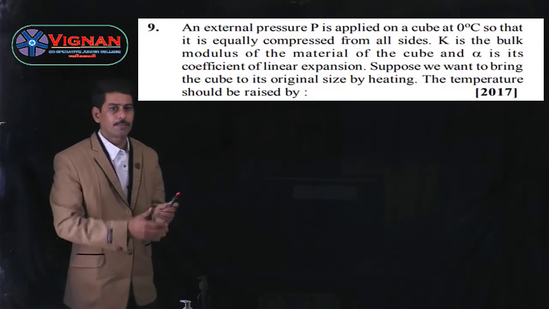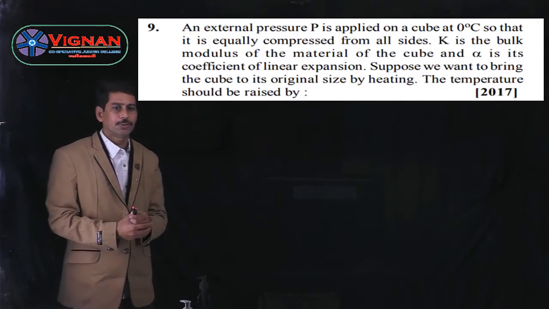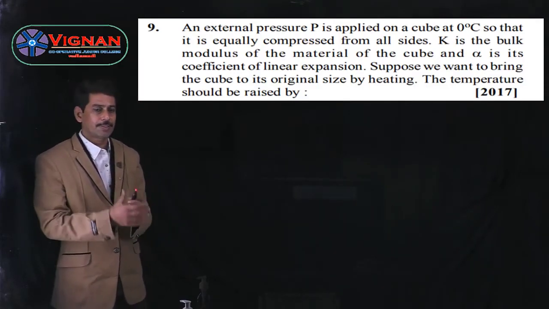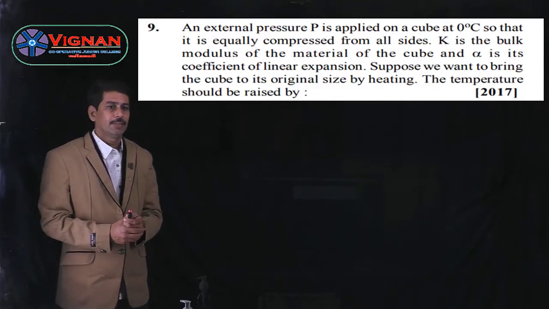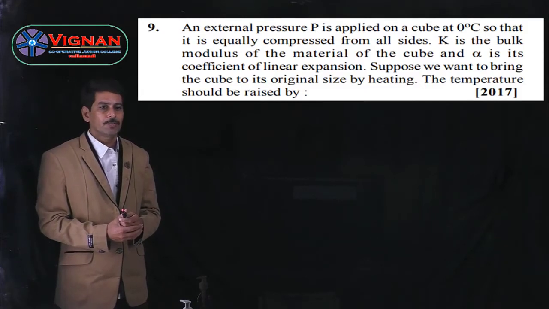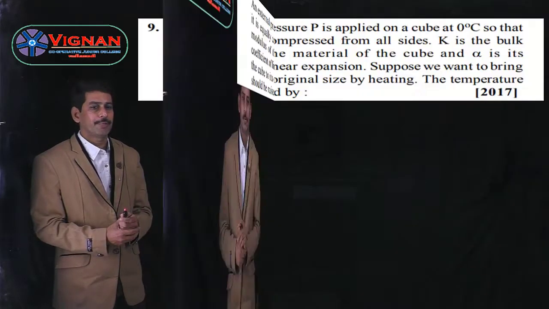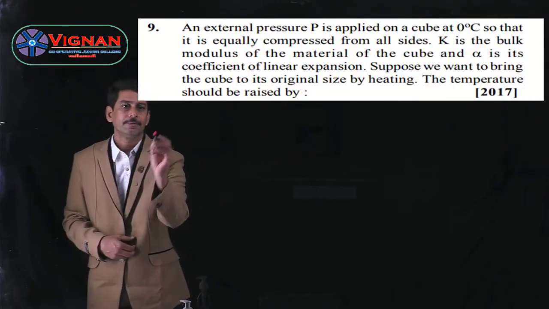So the next problem: an external pressure P is applied on a cube at 0 degree centigrade, so that it is equally compressed from all sides. If K is the bulk modulus of the material of the cube and alpha is the coefficient of volume expansion, suppose we want to bring the cube to the original size by heating, the temperature should be raised by. Here the pressure is given as P.